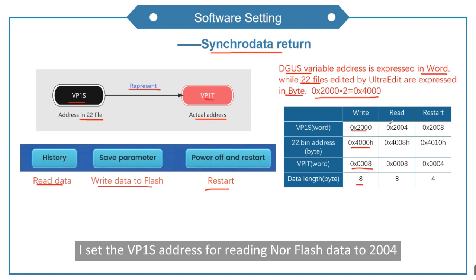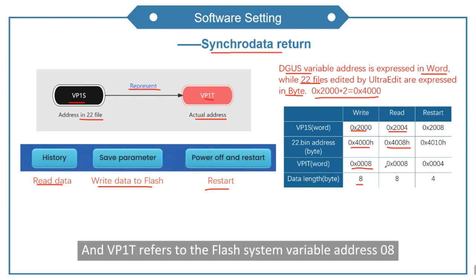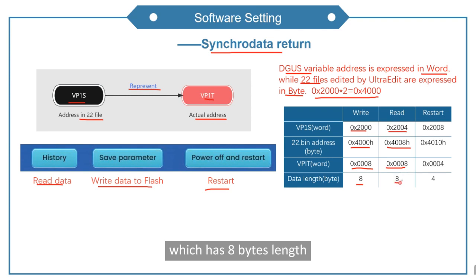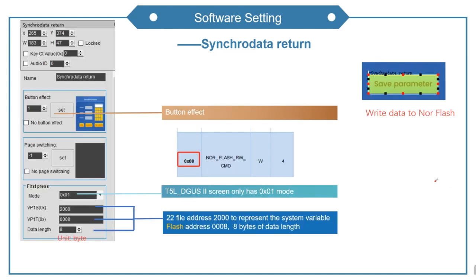I set the VP1's address for reading NOR flash data to 2004, so its address in the 22 file is 2004 times 2, equal to 4008. And VP1T refers to the flash system variable address 08, which has 8 bytes length. I set the VP1's address of the reset to 2008, so its address in the 22 file is 2008 times 2, equal to 4010. It refers to the reset address 0004, which has 4 bytes length.